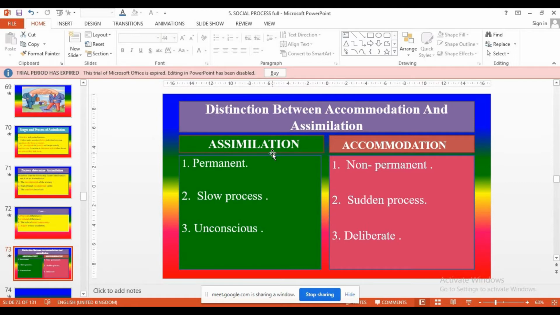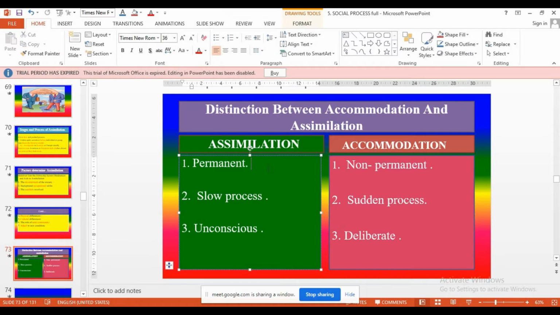Next, the difference between assimilation and accommodation. Assimilation is permanent, but accommodation is non-permanent. Reason why? Every day we assimilate with each other according to the new environment. But accommodation happens only at the time of conflict, after the conflict. After the conflict, at the time of conflict resolution, only then can we see the accommodation process.